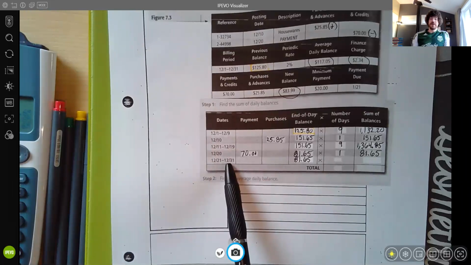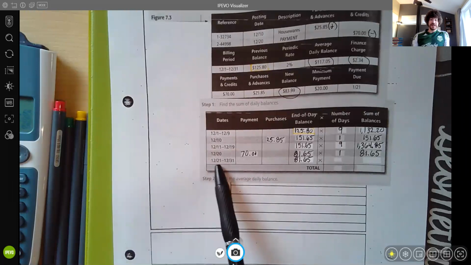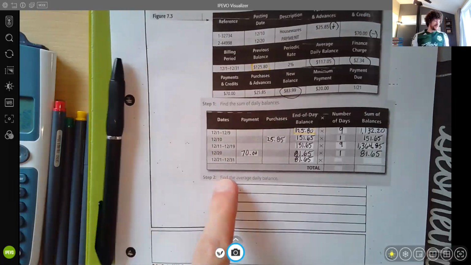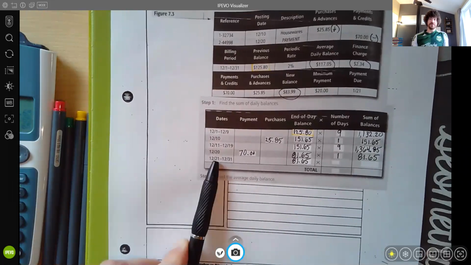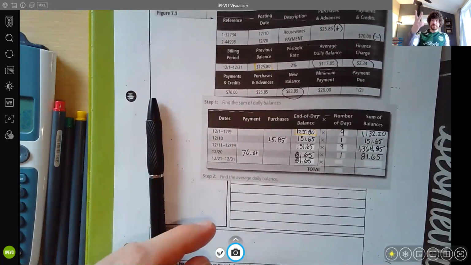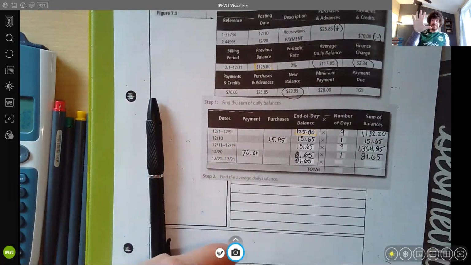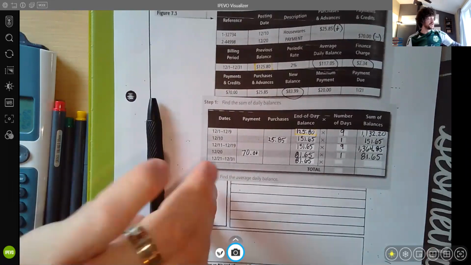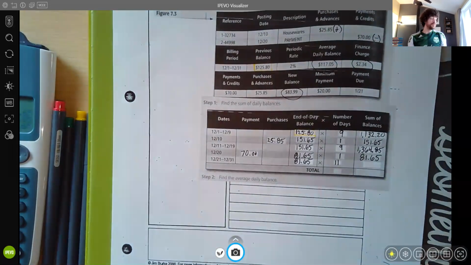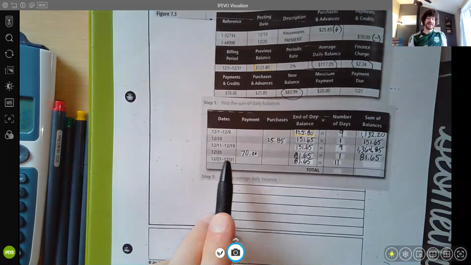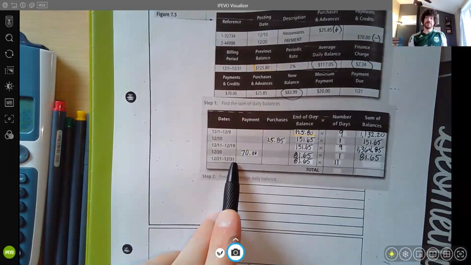The 21st through the 31st is not 10 days. It's 11 days. If you count it on your fingers, you can see it, because you're actually counting the 21st and the 31st. You're including both of those days. So say 21, 22, 23, 24, 25, 26, 27, 28, 29, 30. That's 10 days. 31 is 11. So we end up with 11 days here because we have to include both the 21st and the 31st.